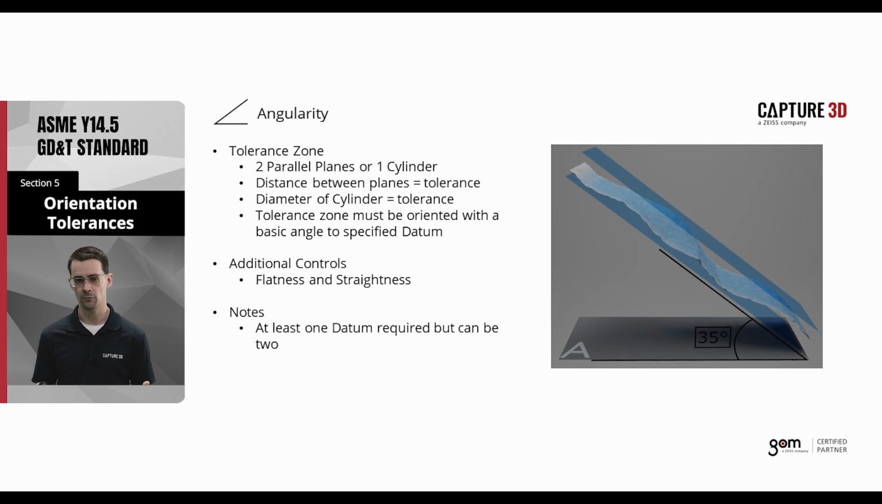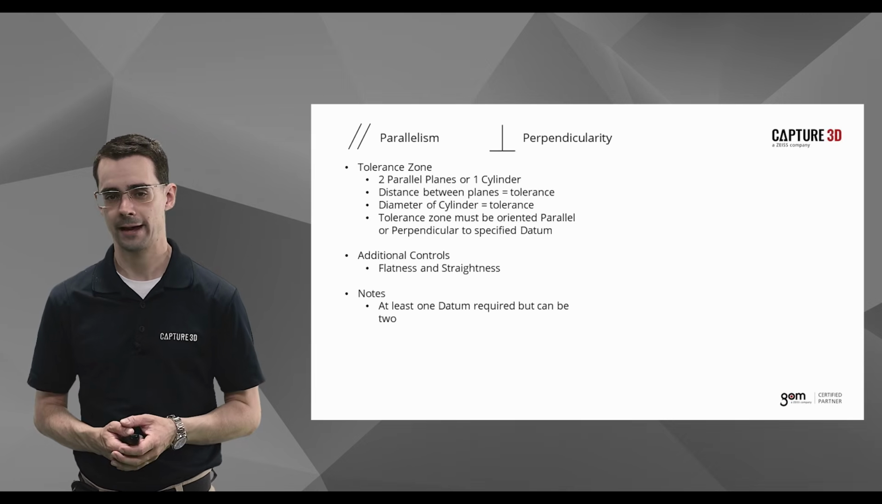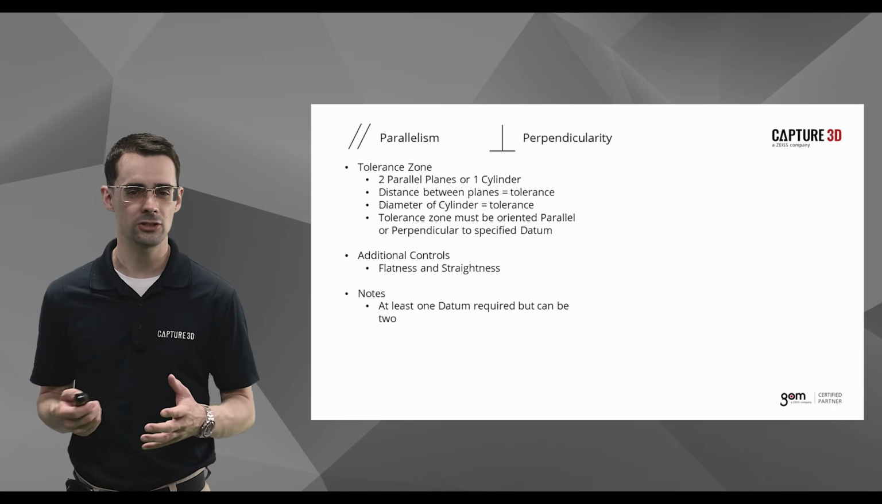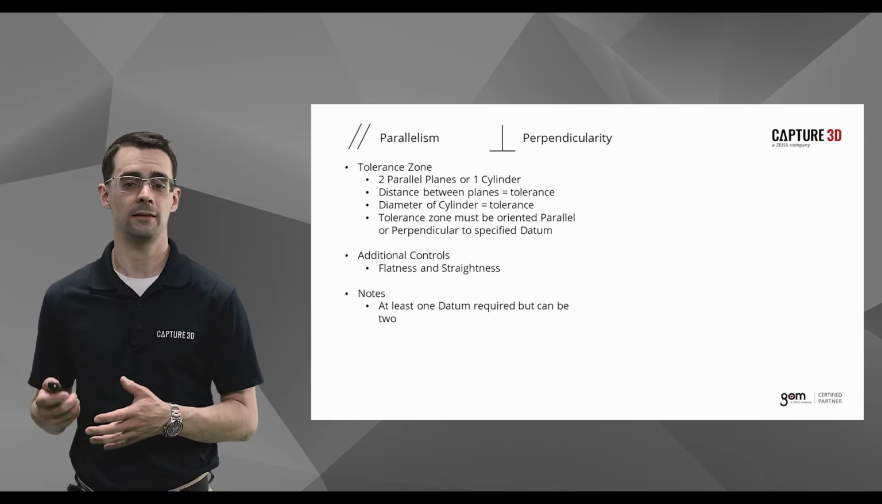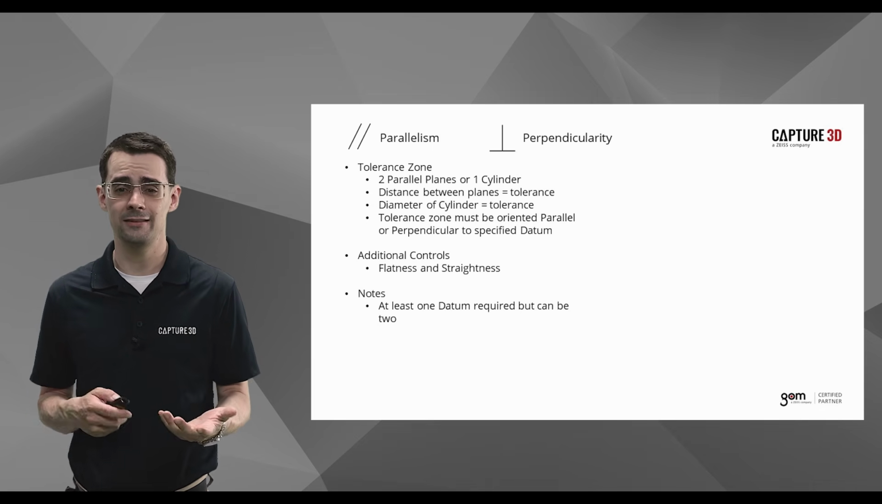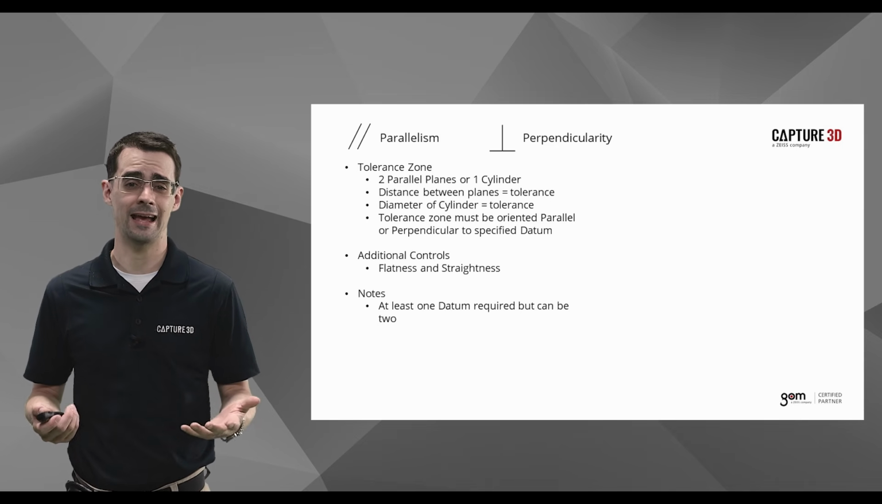It shouldn't come as much of a surprise that you need at least 1 datum for this callout, since we have to measure the angle of the feature relative to something else. And here's where that asterisk comes back. There are two other orientation tolerances, but they're really just special cases of angularity. Parallelism is angularity where the angle is 0, and perpendicularity is angularity where the angle is 90. Everything else is exactly the same.